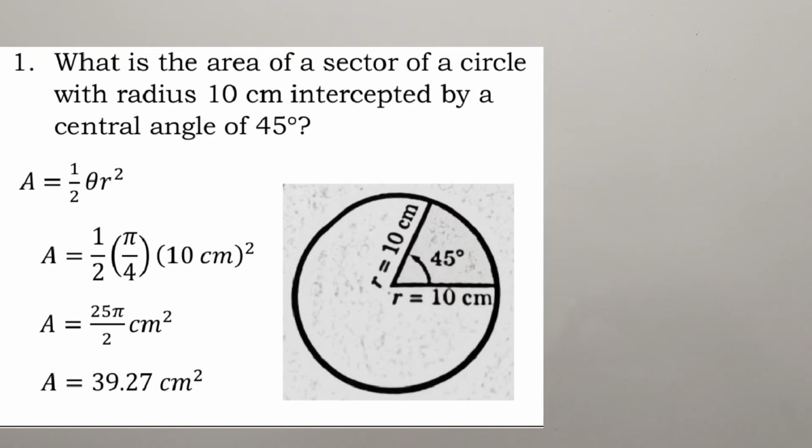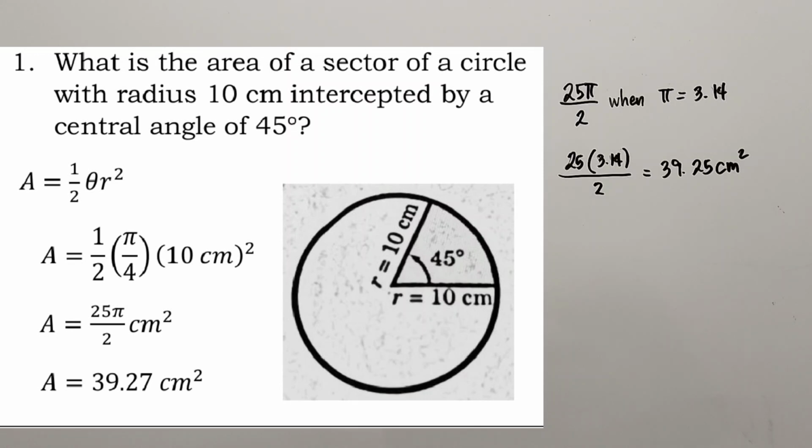In this problem, since the given angle is in degrees, convert that to radian measure, and the equivalent radian is pi over 4. So you have 1/2 times pi over 4 times the radius, which is 10 centimeters, squared. Simplifying, the result is 25 pi over 2 centimeters squared, or 39.25 centimeters squared, which is the area of this sector with the central angle 45 degrees and the radius 10 centimeters.